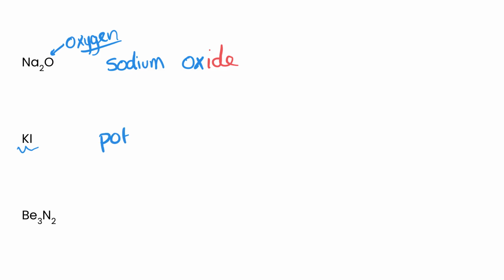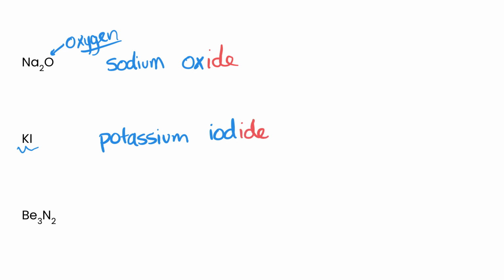Our first example here, Na2O. If we look up Na on the periodic table, that is sodium. And then our second element is oxygen. But we're going to change the ending. We're going to get rid of that -gen part of it, and we're going to add on the ending -ide. So this becomes sodium oxide. For the next one, KI, K is potassium. If we look that up on our periodic table, and then I is iodine, but we're going to get rid of the ending there, and that becomes iodide.